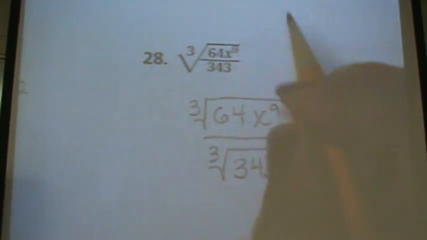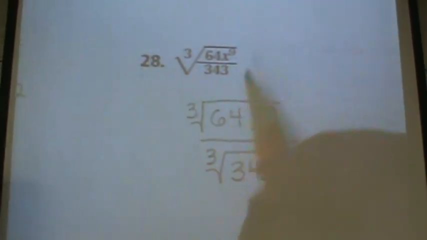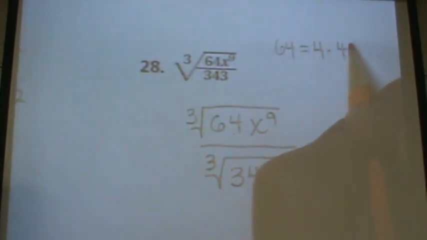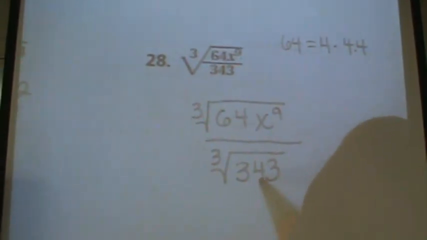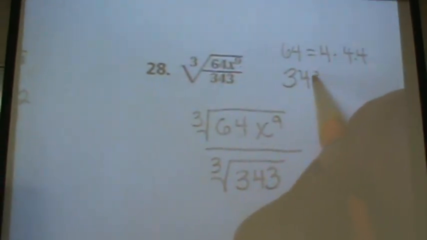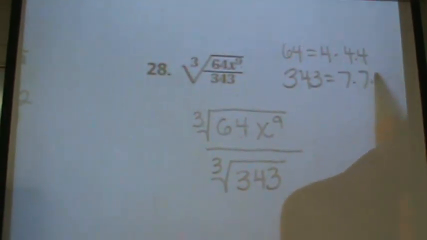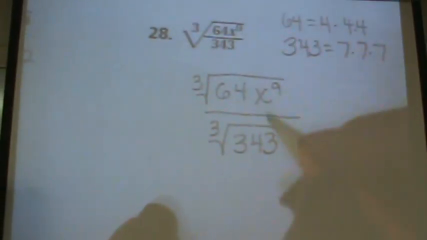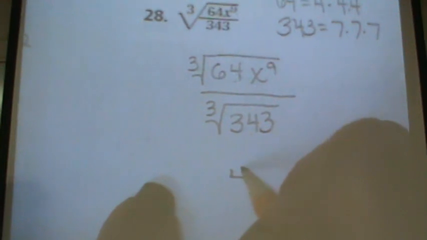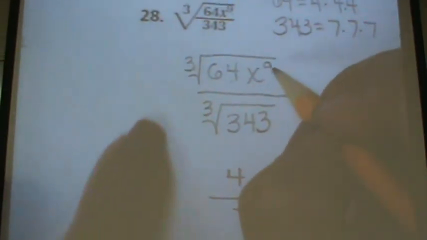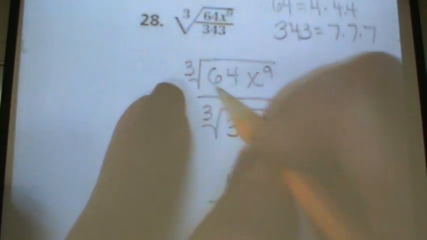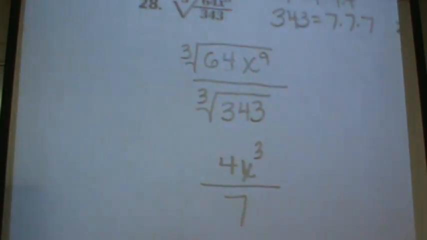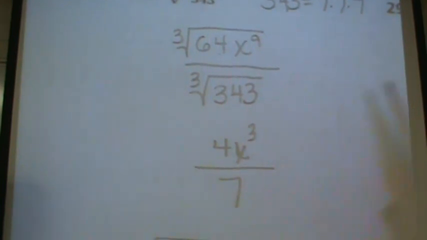So I'm looking for 3 numbers that multiply to give me 64. So 64 is 4 times 4 times 4. And 343 is 7 times 7 times 7. So as far as the numerator and denominator go, I've got a 4 here, and a 7 in the bottom. As far as the x to the 9th, you're going to do 9 over 3, which is 3, x to the 3rd. So the answer is 4x to the 3rd over 7.